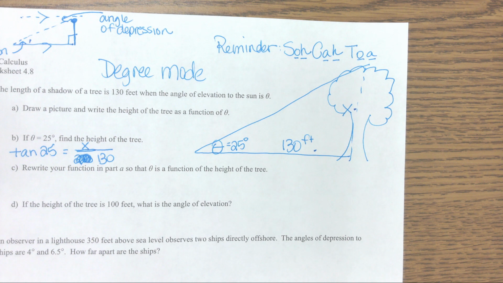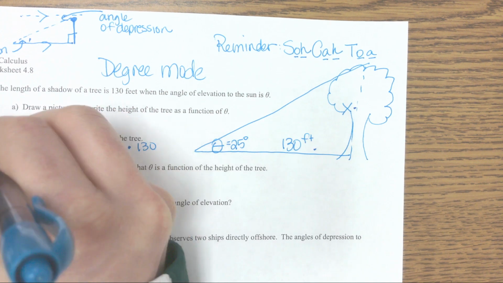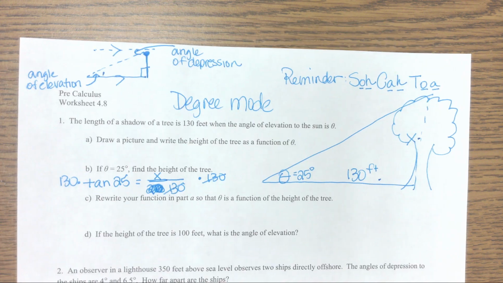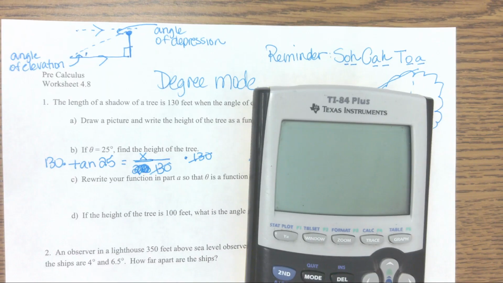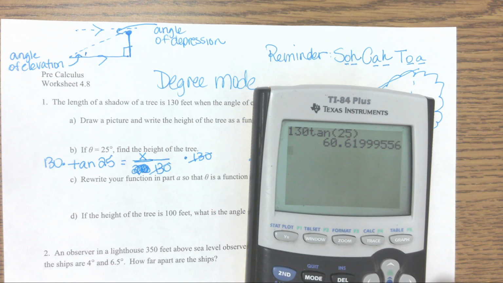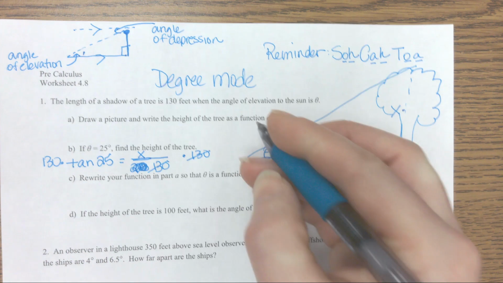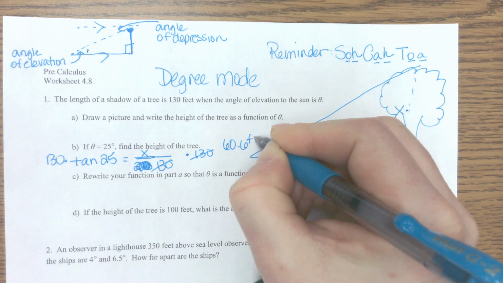Look, 130. We're going to multiply through both sides by 130 and solve for x. All right, take your calculator out. What's 130 times the tangent of 25? I get 60.6. You too? Okay. So I'm going to write 60.6 and I'm going to label my answer, always, feet.